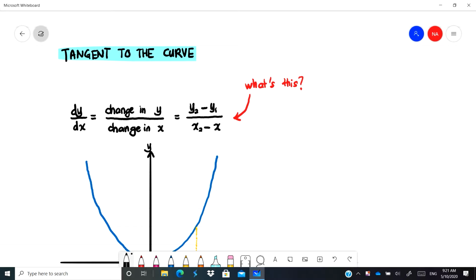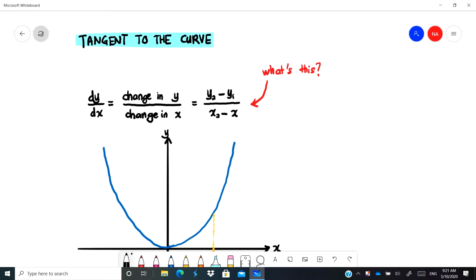In this video we're going to discuss the tangent to the curve, which some of you may have learned during high school. There's actually another meaning of dy over dx: it is the change of y with respect to the change in x. When we talk about change, there must be a difference between two values. So the change of y is y2 minus y1, and the change of x is x2 minus x1.